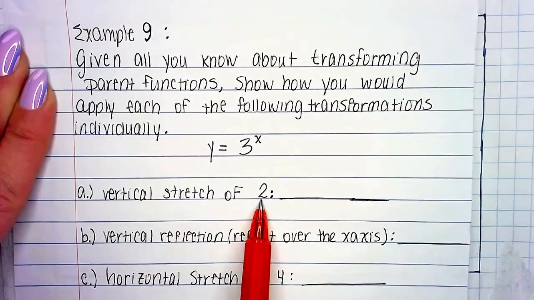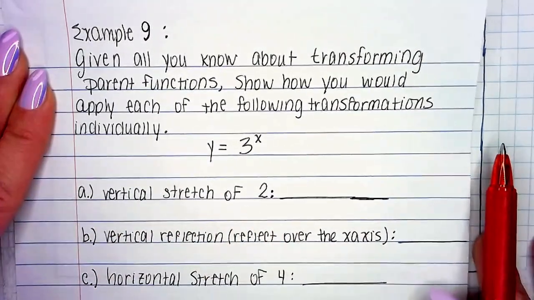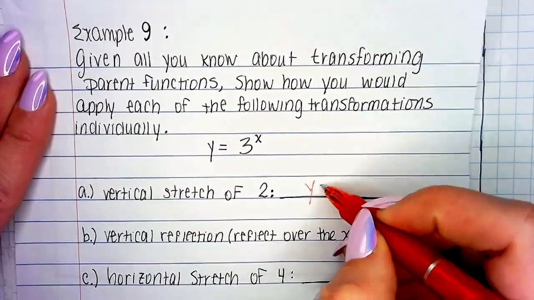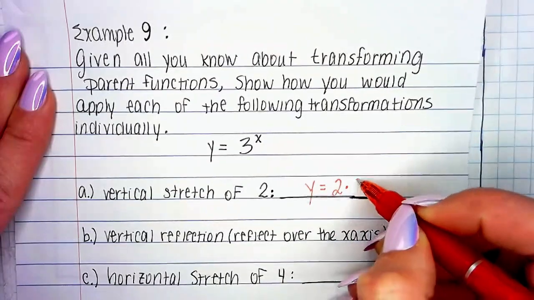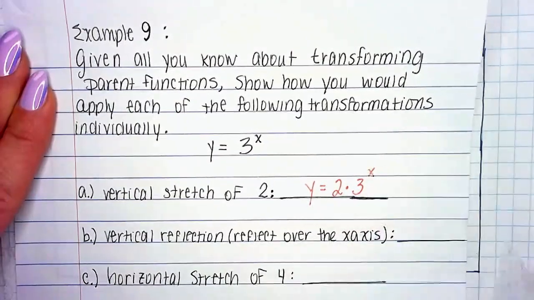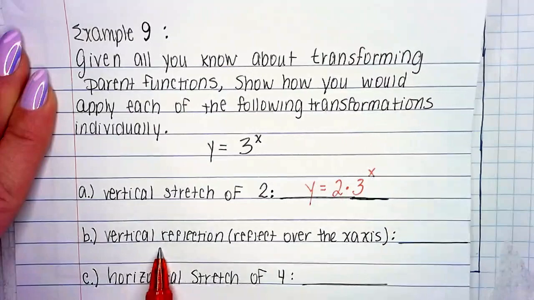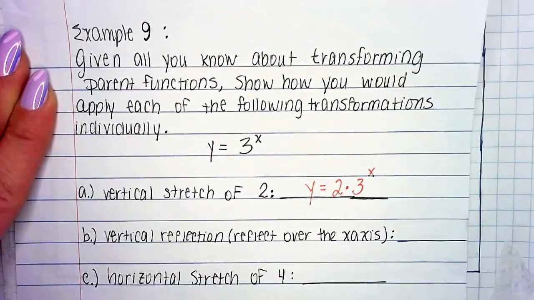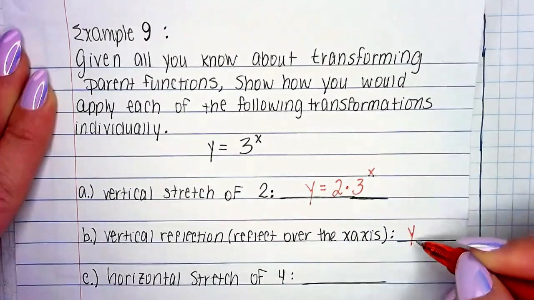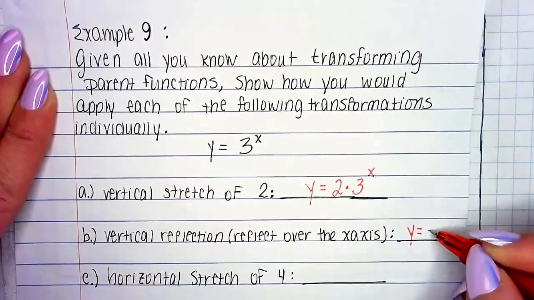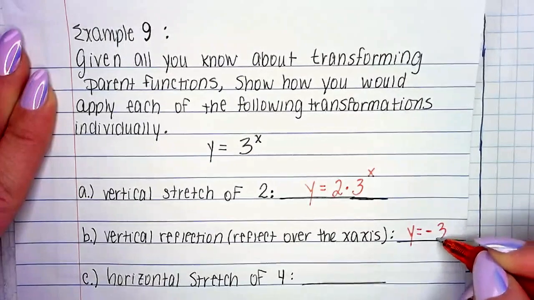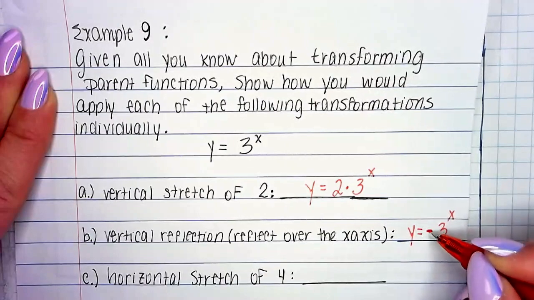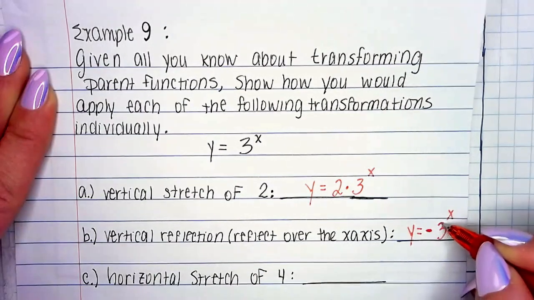What will a vertical stretch of 2 look like in our function? y equals 2 times 3 to the x. What will a vertical reflection, or a reflection over the x-axis, look like in our function? y equals negative 3 to the x. It's important to remember that this negative is on that invisible 1 and not on the 3.